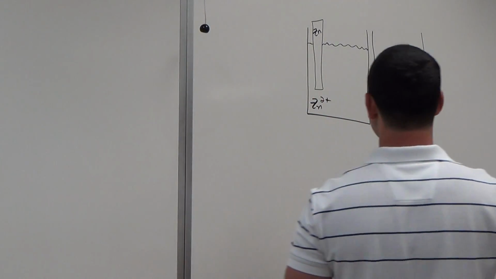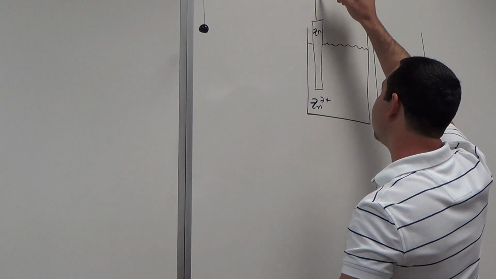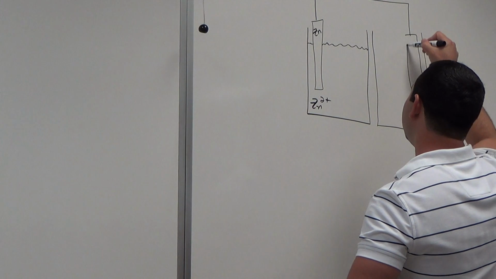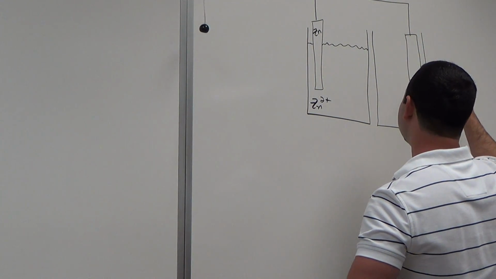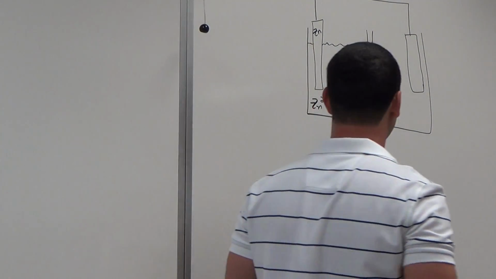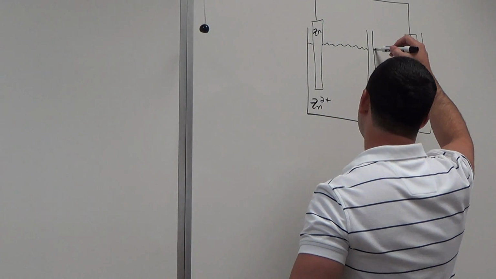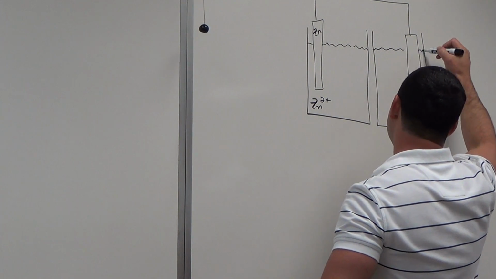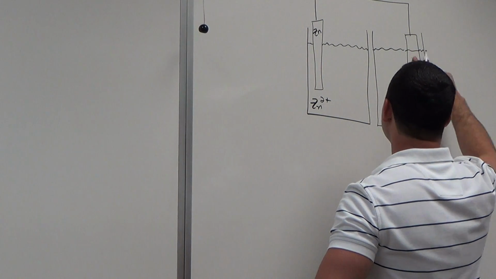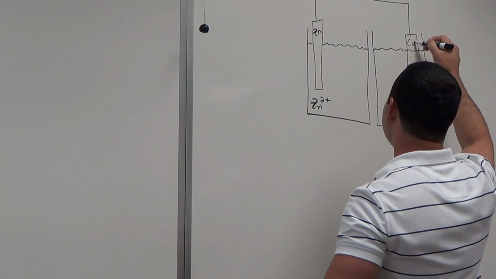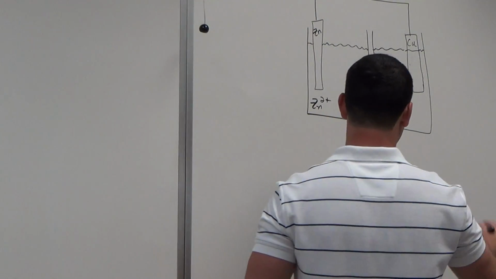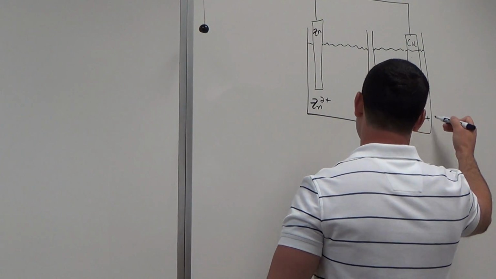I am going to connect this electrode to another electrode on the other side, on the other compartment. This one is going to be made of copper. Let's write it in the same place I wrote it here. And what type of ions am I going to have swimming in here? Copper ions. Very good.